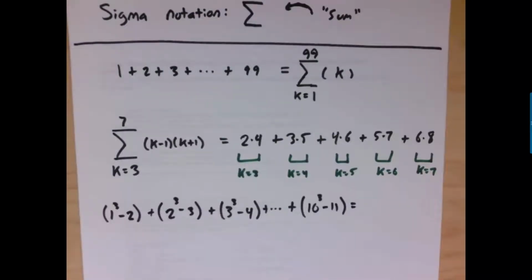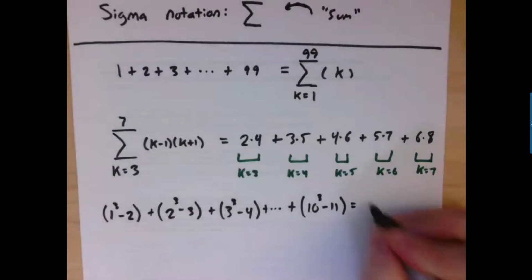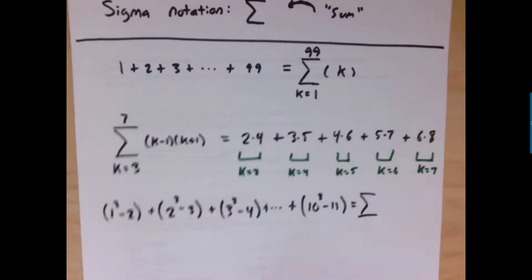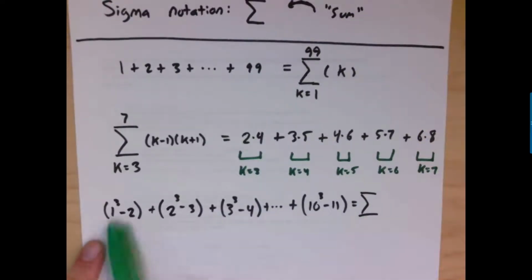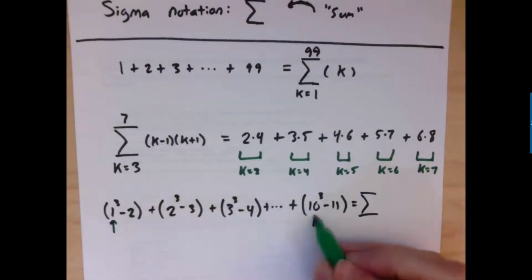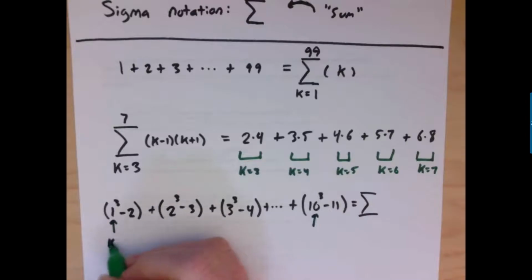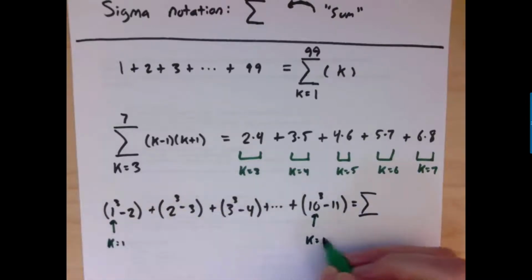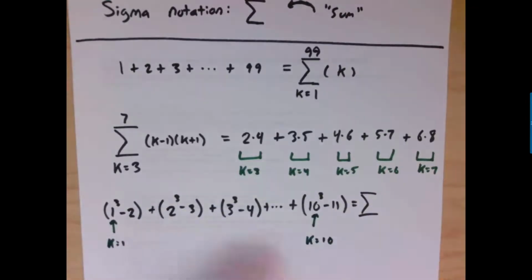Let's go the other way. Let's say I've got this sum. See how every single term has the same structure, the same pattern. I've got a number cubed minus something that's one larger than that number. So if I want to write this down using a sigma, I'll have to choose one of these numbers to be my index. So I kind of like using this as my index, going from 1 to 10. So this will be k equals 1, this will be k equals 10, and I'll have terms all in between.